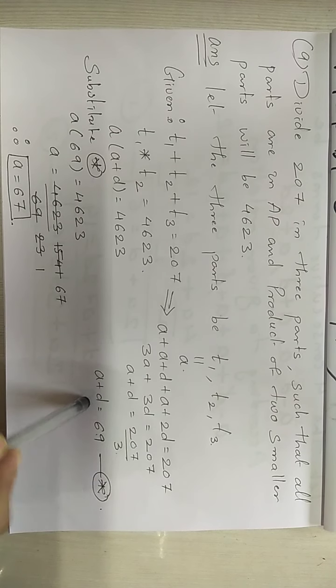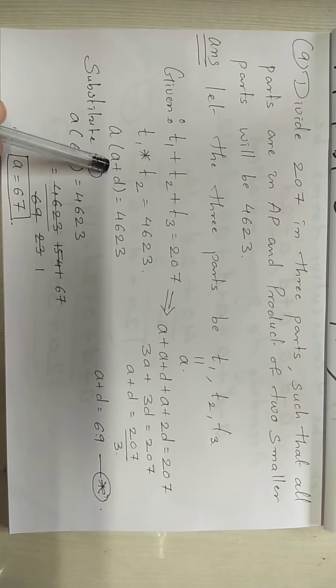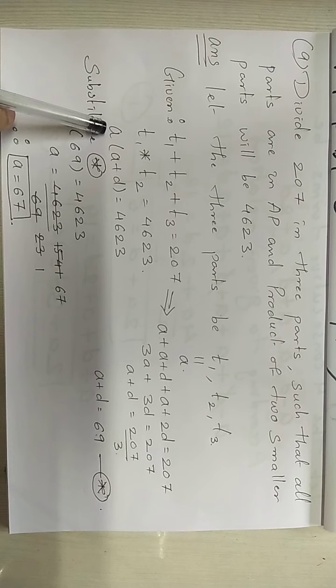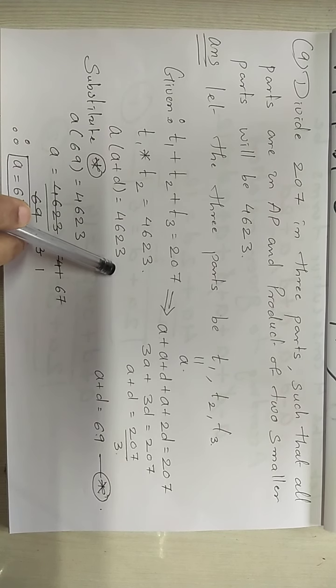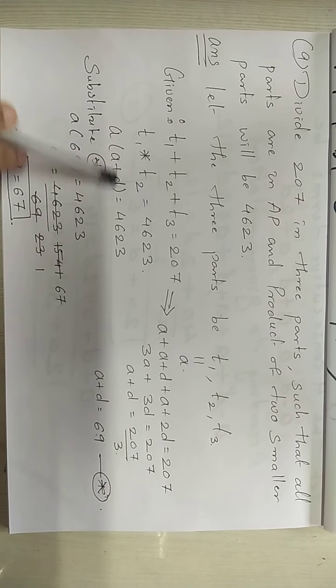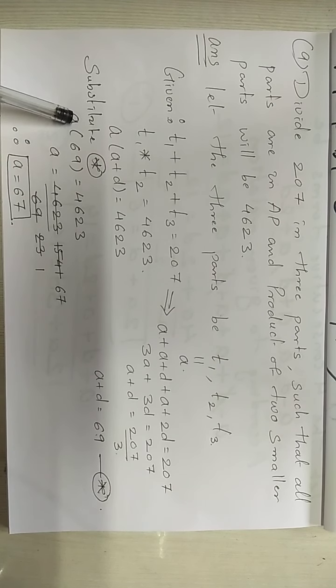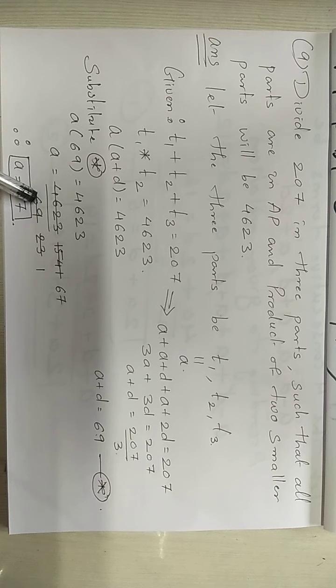Now this A plus D we are going to substitute in the step which we solved here: A into A plus D equal to 4623. So this A plus D will vanish, and you will get 69 over here. A into 69 equal to 4623. So A will be 4623 upon 69. When you cancel with the table of 3, if you observe, both the numbers are in the table of 3. So when you cancel with the table of 3, this will be 23 and this will be 1541.